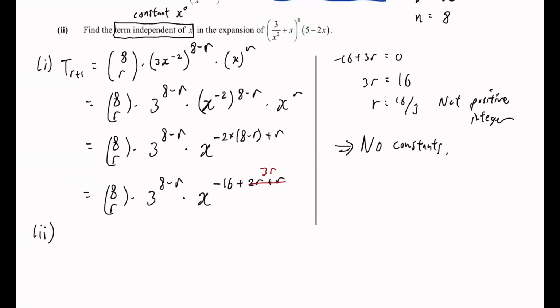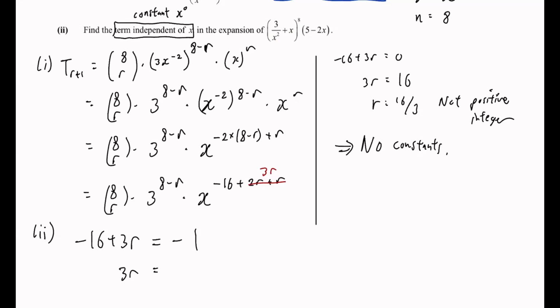So we can skip this 5. 5 times anything inside will not contribute to the constant. So that means we now focus on the -2x. What must you multiply by so you can get constant? X to the power of -1, right? So that's what we're going to find first. So take the power, we equate to -1. Then we can solve for r.